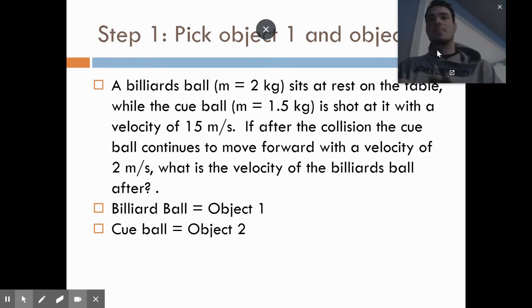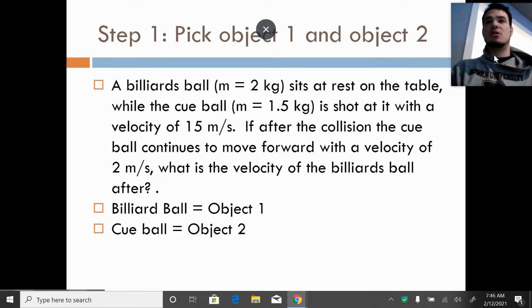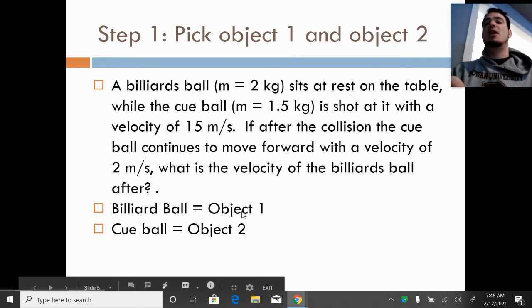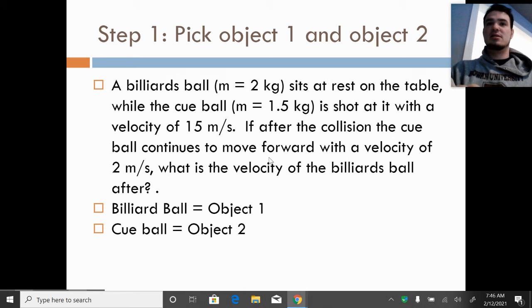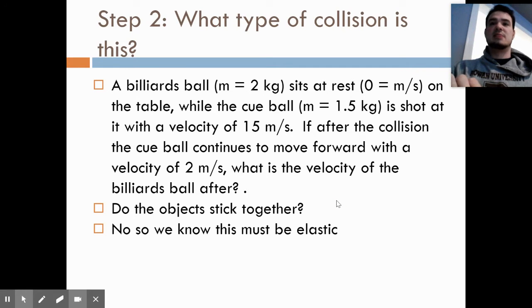Here, the first step you're going to do is pick object 1 and 2. You've got to identify which object you want to make object 1 and which object you want to make object 2. I am always just going to do it in the way that it is presented. As soon as I see the first one, it says a billiard ball, boom, object 1. Then I see the cue ball, object 2. That is your example there. That's how I will always do it for these types of problems, guys.